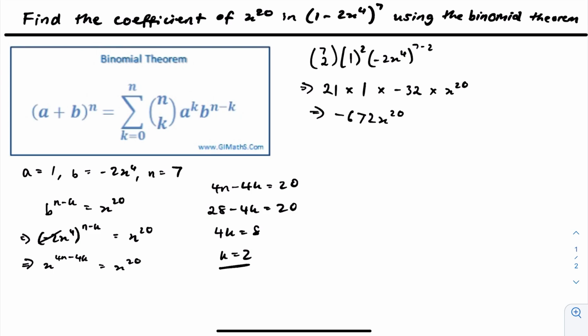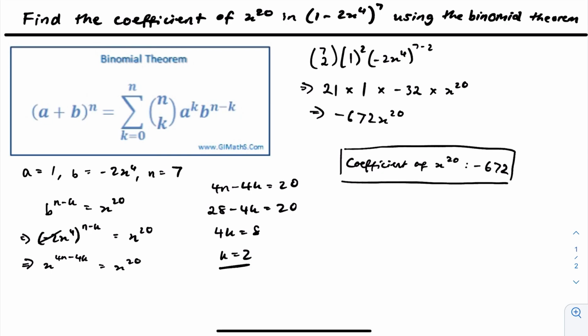Since they want the coefficient, which is just the part next to x to the power of 20, we can say that, therefore, the coefficient of x to the power of 20 in (1 minus 2x to the power of 4) all to the power of 7 is negative 672. And we did not have to do the entire binomial expansion, which would have taken a lot more time. So that's our answer.